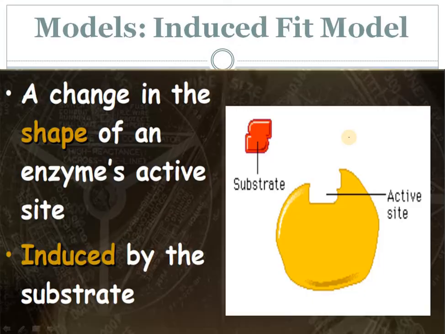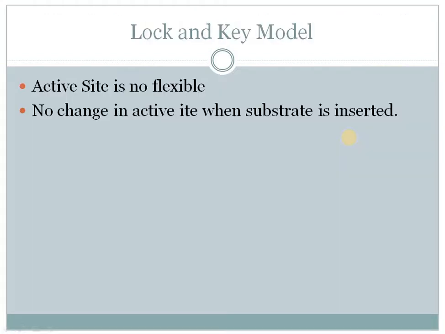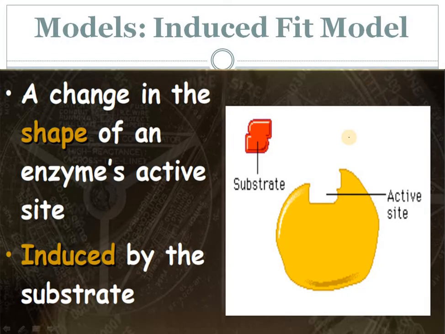But according to the induced fit model, which was later proposed by the scientist Koshland in 1959, which was a modified form of the lock and key model, a change in the shape of the enzyme's active site occurs, because the active site is a flexible part of the enzyme. So when a substrate attaches to that particular active site, a conformational change is induced by the substrate on the active site.